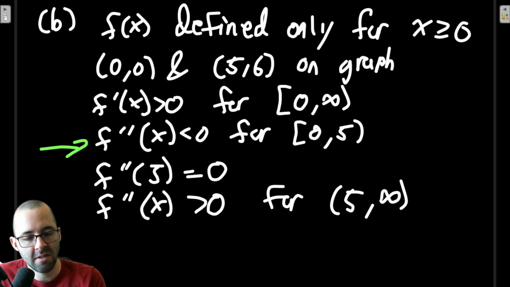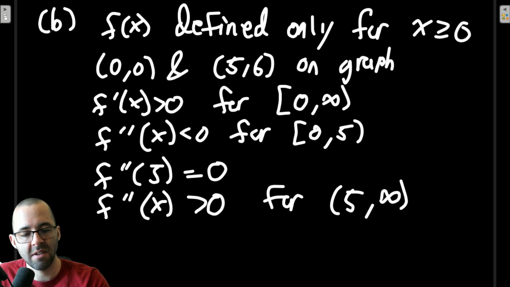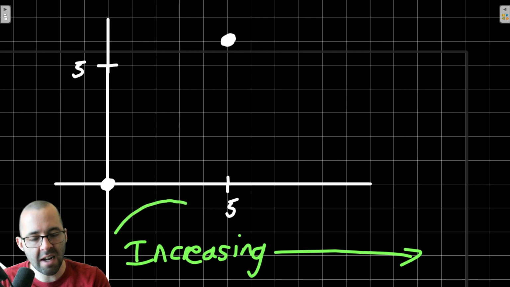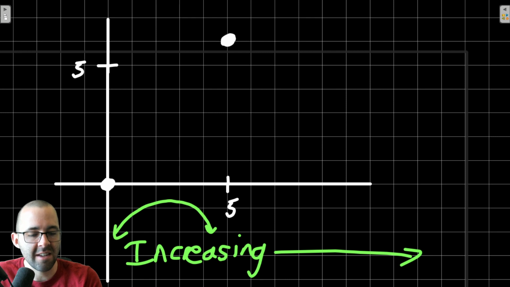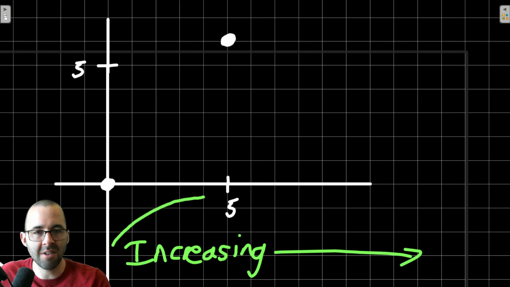Next piece of information. It's concave down, negative second derivative, concave down from 0 to 5. All right, so maybe in this interval it's concave down, so maybe it looks kind of like this. Who knows? Actually, it can't look like this, right? Because this is increasing for the beginning and then decreasing for the end. So it's concave down, but it's still increasing. So maybe kind of like this. It's increasing, but it's still got that kind of downwards parabola shape.